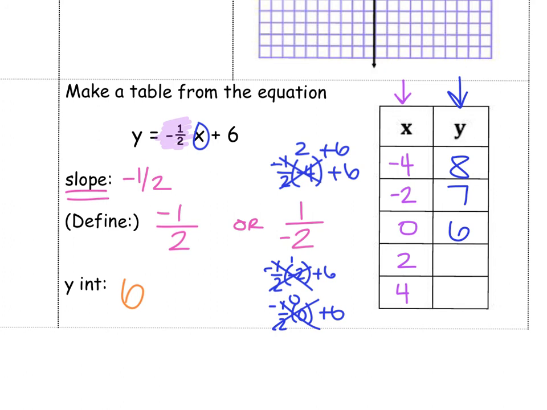Okay, you should have those done. For 2, you should have got the value of 5, and when you plug in 4, you should get 4. So that's just a reminder on how we build tables from equations as well.